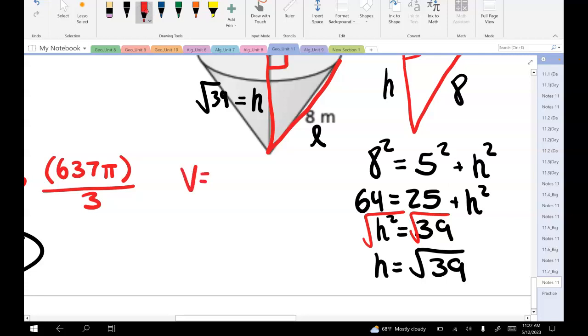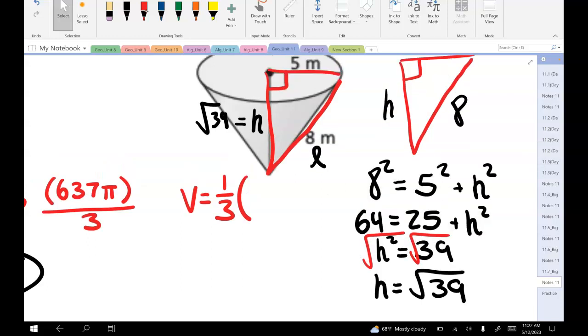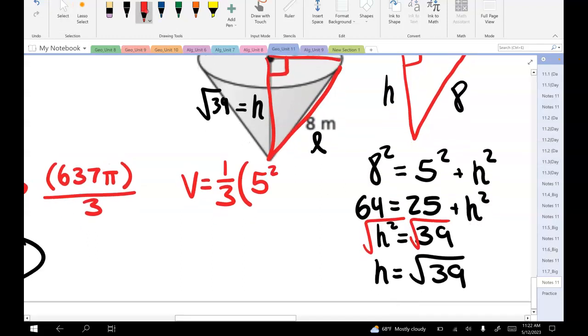So our volume is equal to 1/3 of our base, which is pi r squared. Our radius is 5. So this would be 5 squared pi times our actual height, which is the square root of 39. I know, you're tight on space. I tried to fit everything on one page. Seems silly to just have 2 problems on the back side.